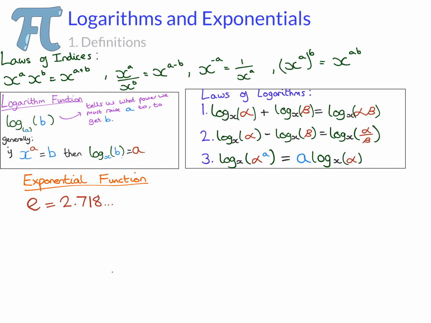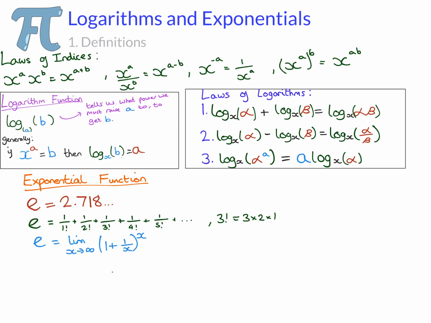Like I said, this number comes up in so many places, and so it won't be a surprise that we can define it in a number of ways. One way is that it is the answer to the infinite sum of 1 over 1 factorial plus 1 over 2 factorial plus 1 over 3 factorial and so on forever, where 3 factorial means 3 times 2 times 1. Another definition is that it's the value of (1 plus 1 over x) all to the power of x in the limit that x goes to infinity.